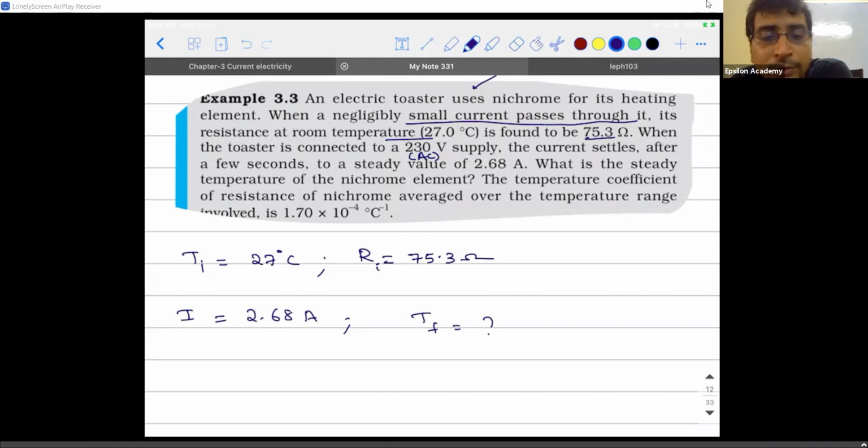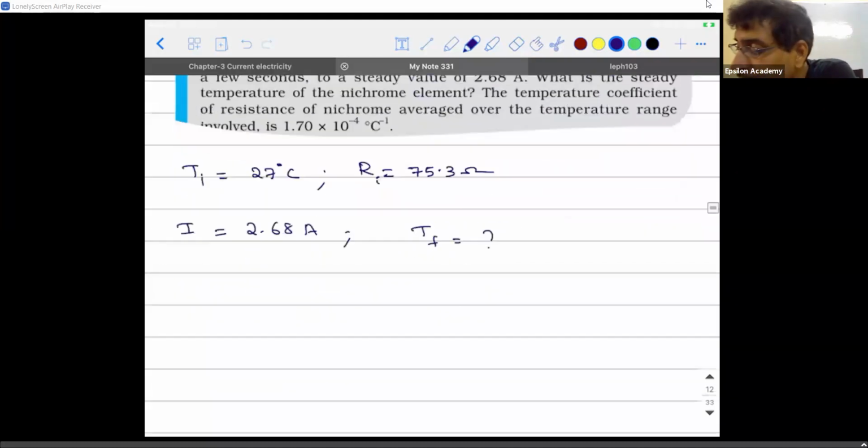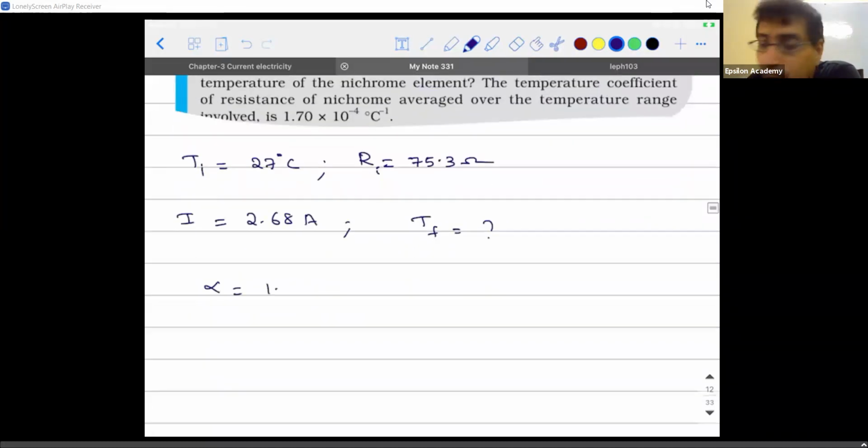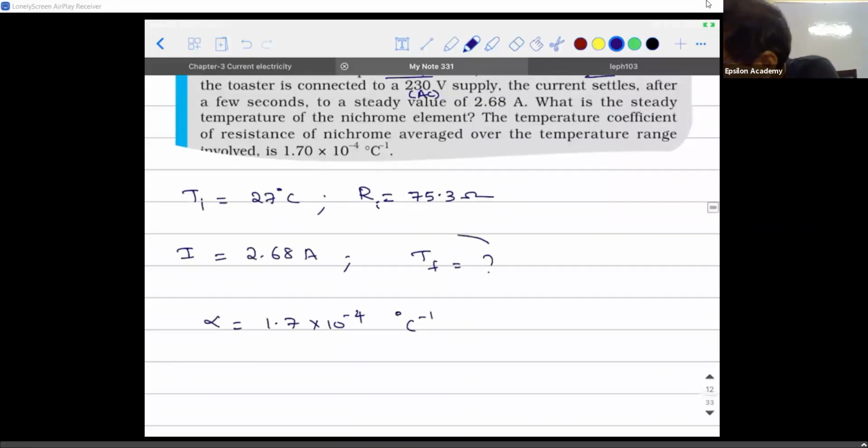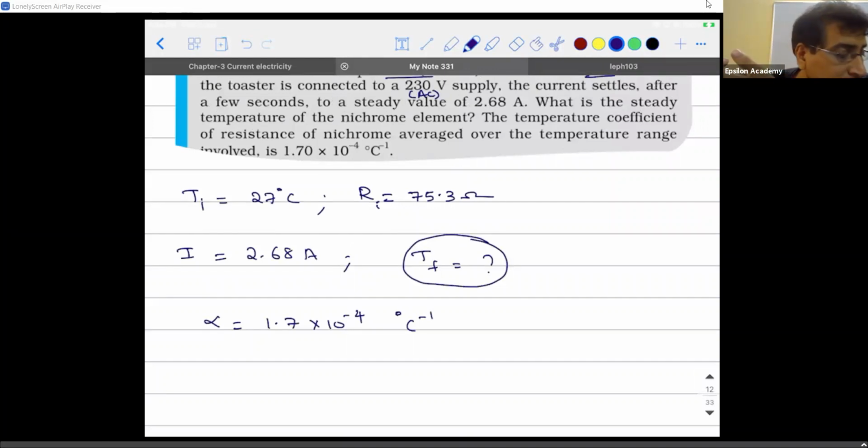Second, the temperature coefficient of resistance of nichrome averaged over the temperature range is given as 1.7 into 10 power minus 4 per degree Celsius. So what is the question all about? Our job is to find the value of TF. But I could have done this easily had I known the value of RF, that is R final, but I don't know.